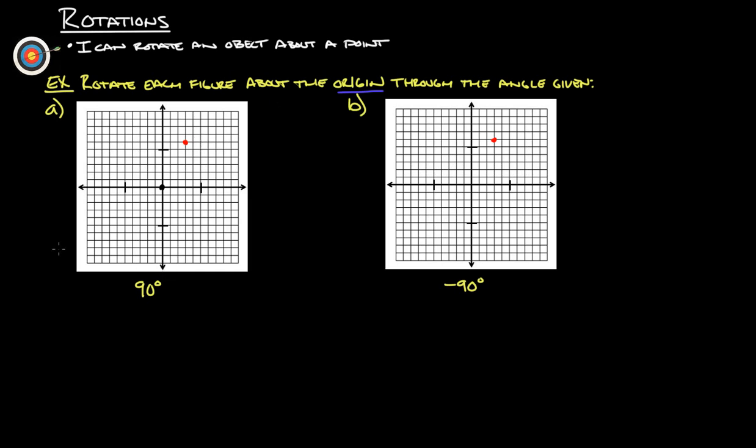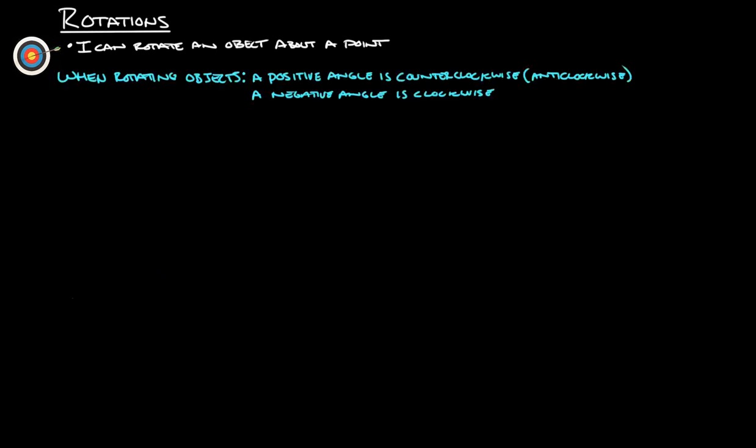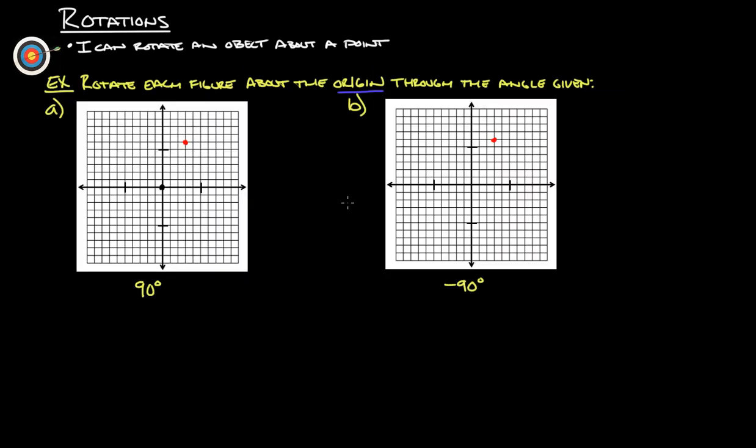Okay, so if you'll remember back here, if it's positive, it's counterclockwise. So if positive, we've got to go counterclockwise. All right, so let's go back to that. So we've got to go counterclockwise for positive 90 degrees.